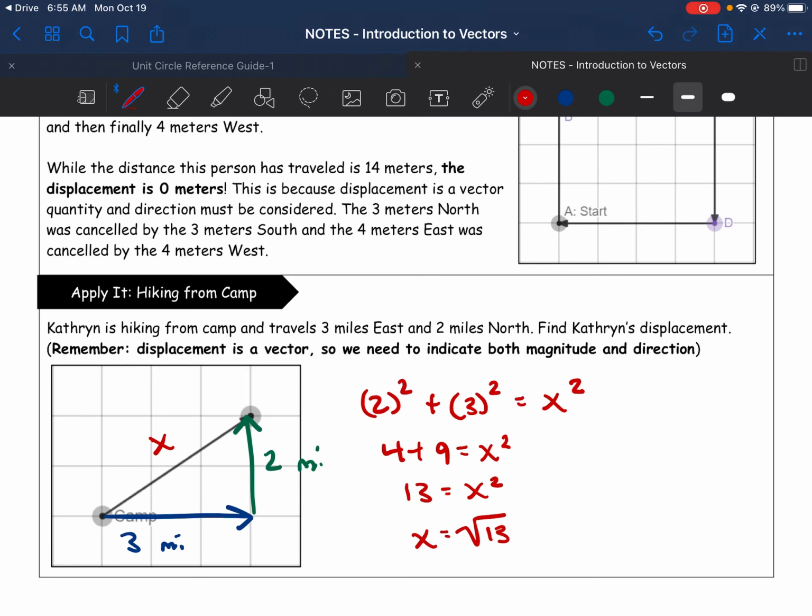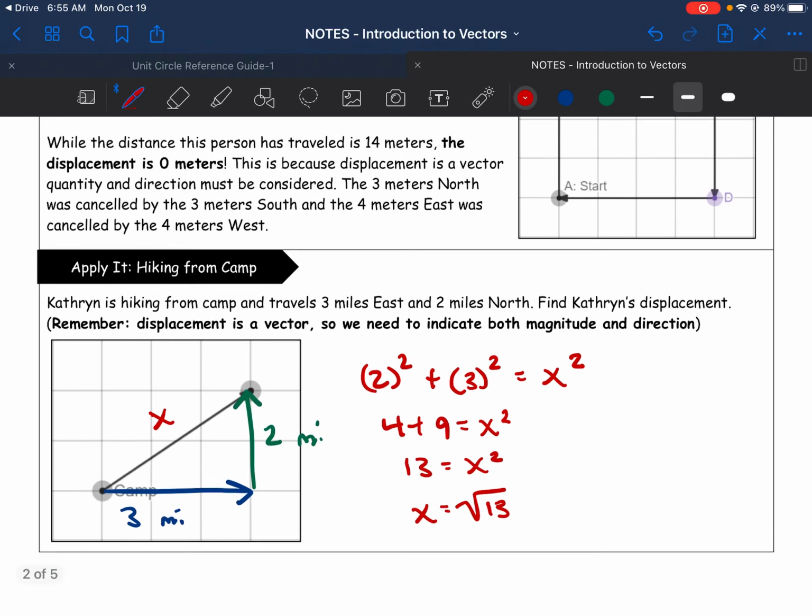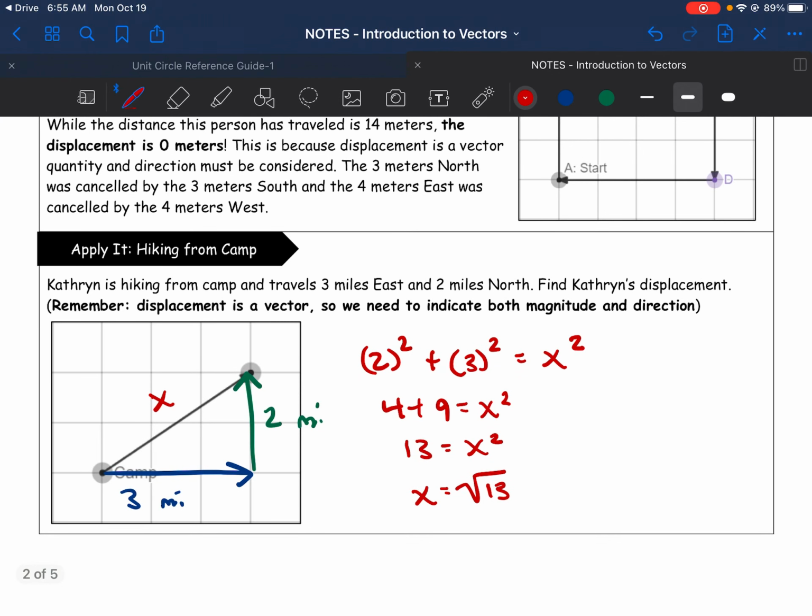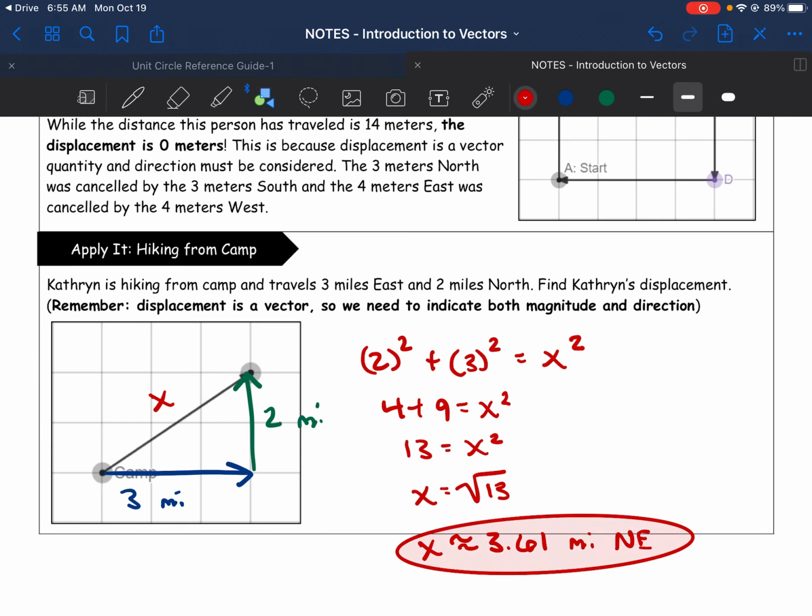However, this is an application problem. Square root of 13 doesn't make too much sense to us right now. So let's go ahead and approximate the square root of 13. This would give us approximately 3.61 miles. Okay, 3.61 miles. But remember that this is a vector quantity. So yes, it's 3.61 miles, but the direction would be northeast because we traveled both east and then north. Okay, 3.61 miles northeast.